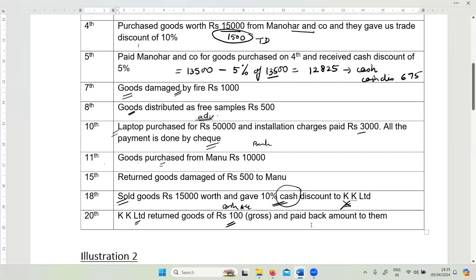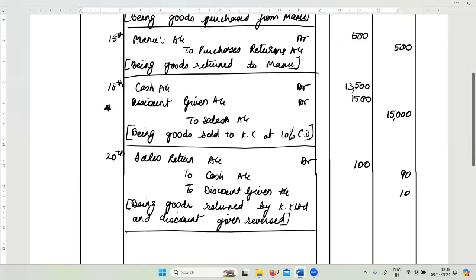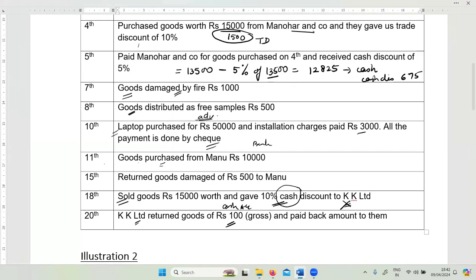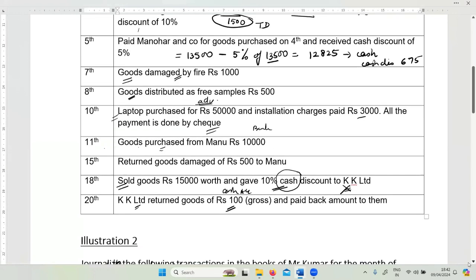Got it? So this is how we will complete this particular transaction, which was gross amount, which is returned. So sales return is taking place and we are reversing the discount account. Fine. So this completes our illustration 1. Now we will proceed to illustration 2. Before that, on your own, you can just take the total of both sides of the journal. I'm not doing it here, but you can just take the total and this total should match. If it matches, then we have done it correctly. Okay, it should match.